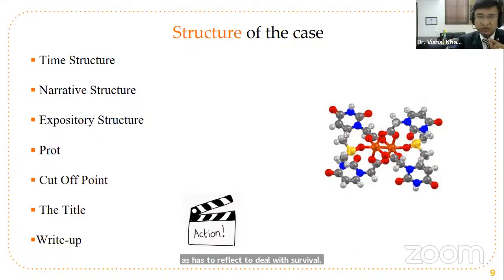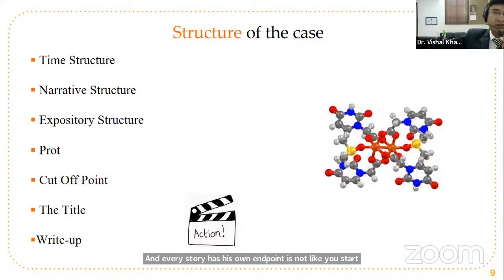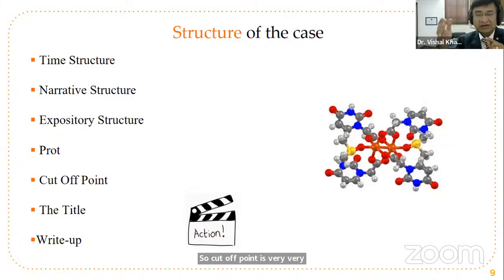And every story has its own end point. It is not like you started writing a book for a particular situation. So the cutoff point is very, very important. Every case has an end where a decision needs to be made. It is therefore important to carefully choose the cutoff point, because that is where the reader or the participant starts thinking about the case. It is very, very important.